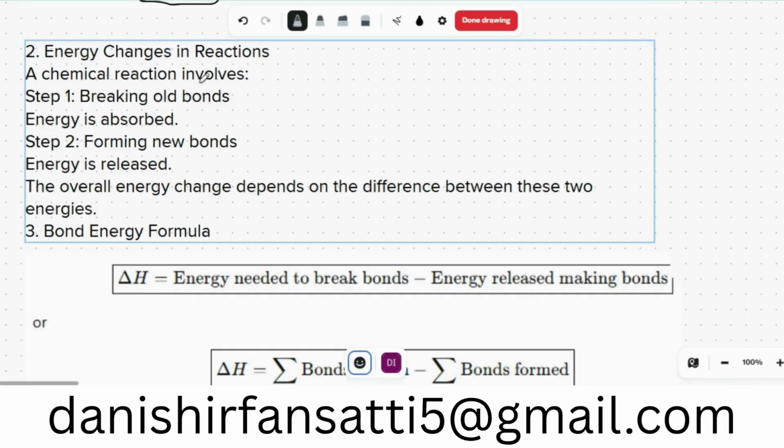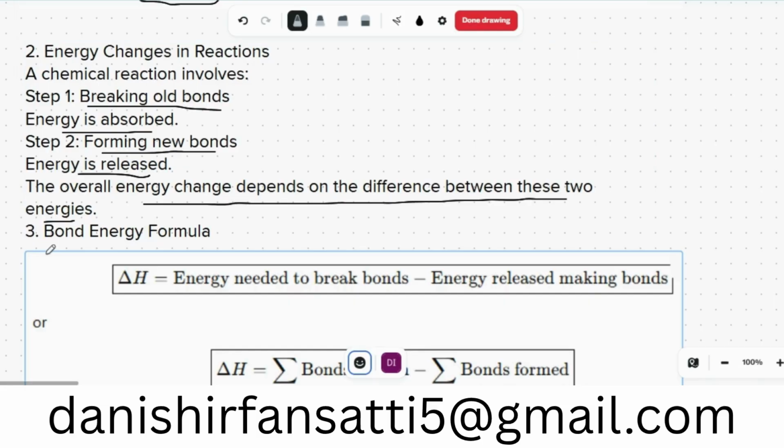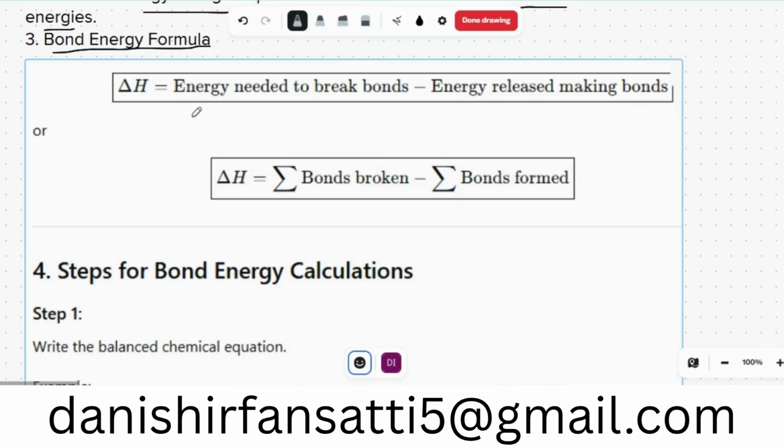Energy change in the reaction. A chemical reaction involves breaking old bonds, where energy is absorbed, and forming new bonds, where energy is released. The overall energy change depends on the difference between these two energies. The bond energy formula is: delta H is equal to the energy needed to break bonds minus the energy released on making bonds. So delta H is equal to bonds broken minus bonds formed.